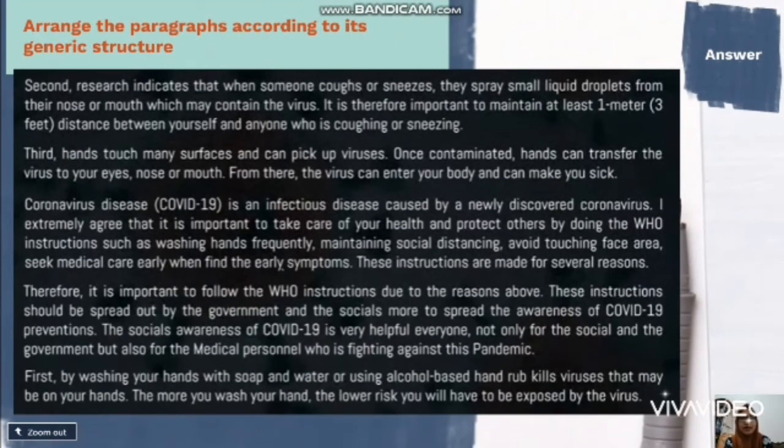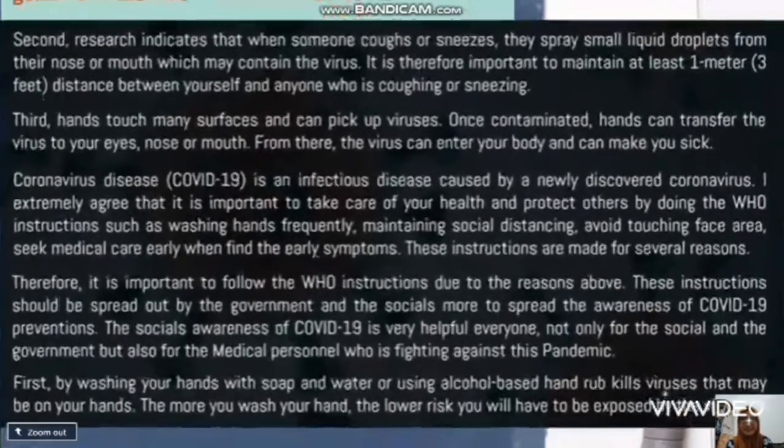Alright, as you can see there is a box full of paragraphs, but the paragraphs are not really arranged in the correct order, and your task here is to arrange the paragraphs according to the generic structure. First of all, you have to pause the video and read the text carefully, and I'll give you 2 minutes to do this. Alright, time's up. Let's see the answer.